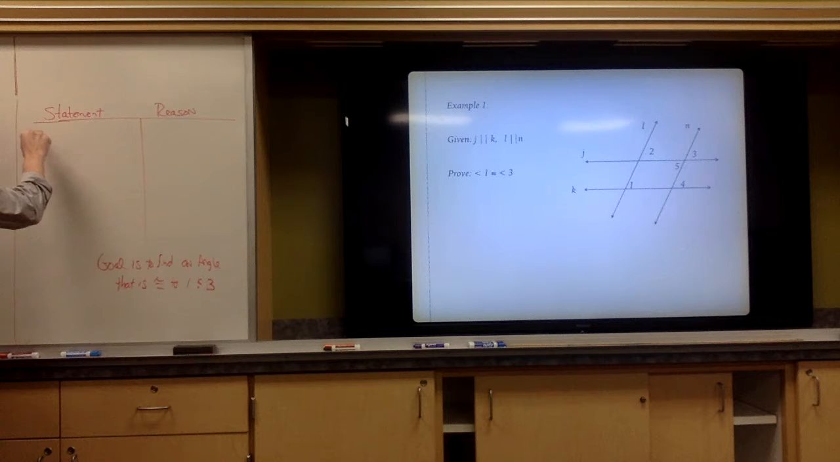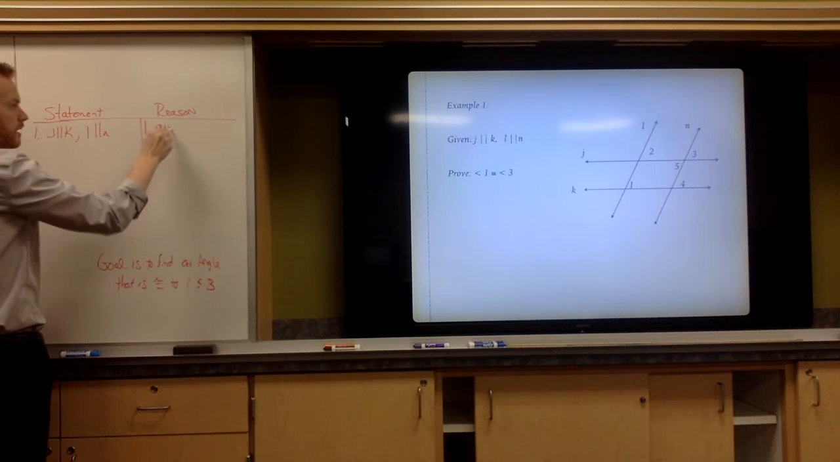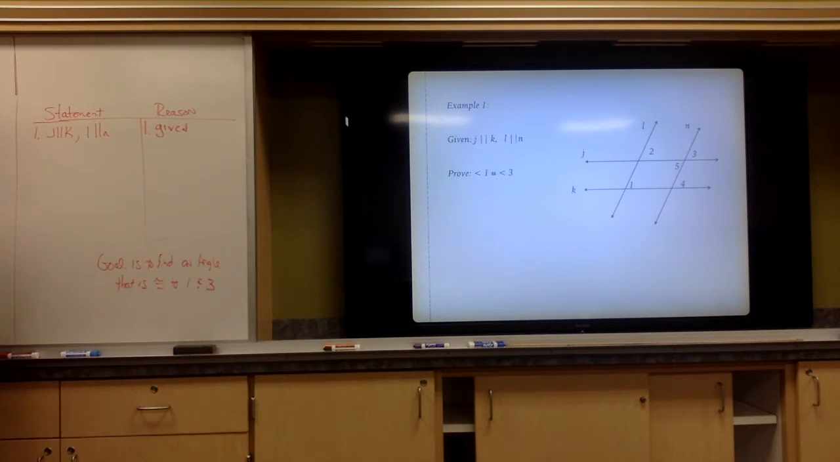So the first step in this proof, I'm going to list the given information. I'm going to tell the reader J is parallel to K, L is parallel to N. And the reason why I'm listing it is because it's given information. So that's always going to be your first step, list your givens. Now my second step. And in this case, it doesn't really matter what you start with first.